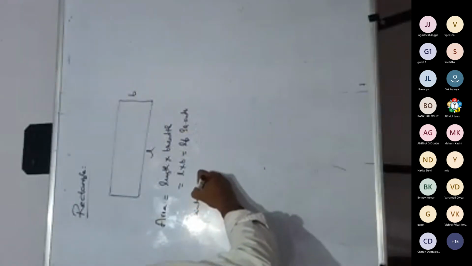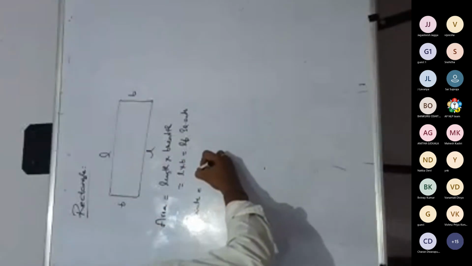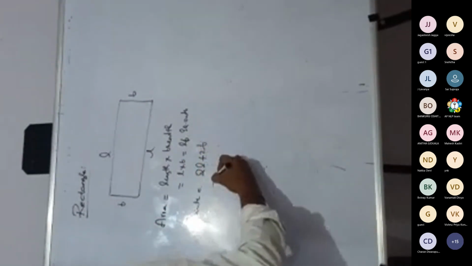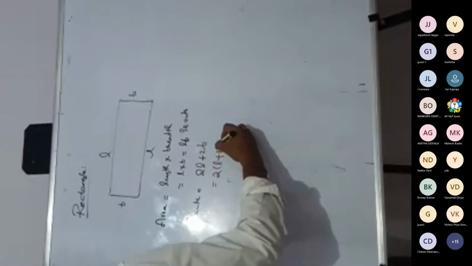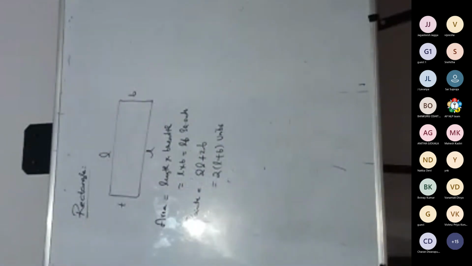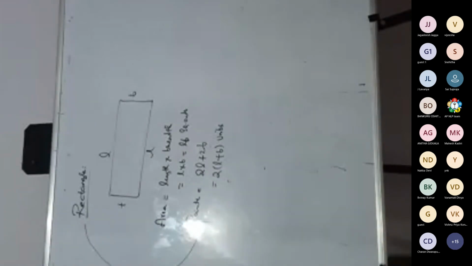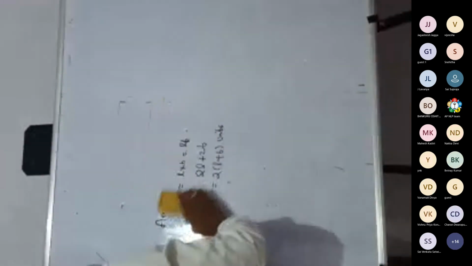What is the perimeter of the rectangle? 2 L's and 2 B's, that is 2L plus 2B. If you take 2 common, it is 2 of L plus B units. This is the perimeter of the rectangle. Area of the rectangle is length into width. This is also very, very important. Please note it down.